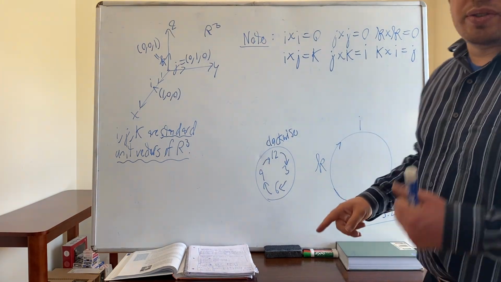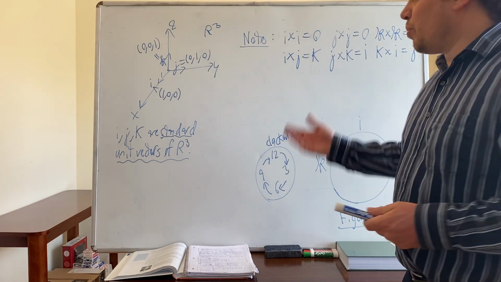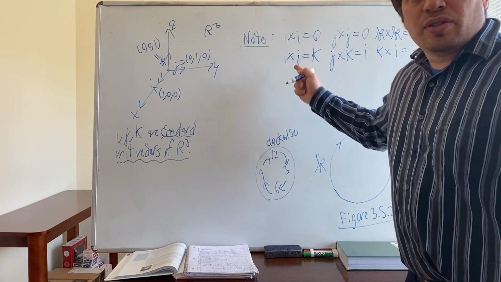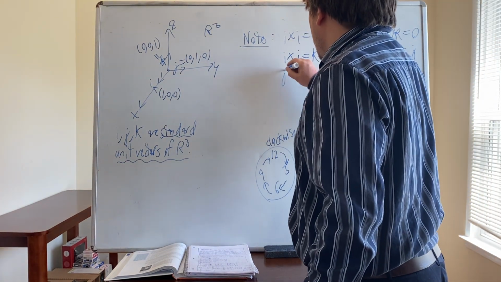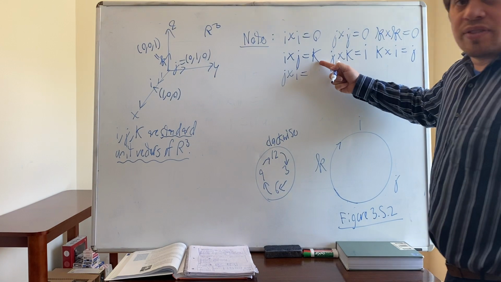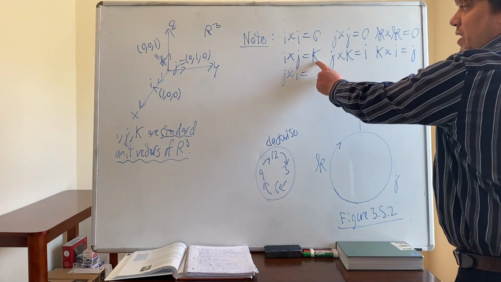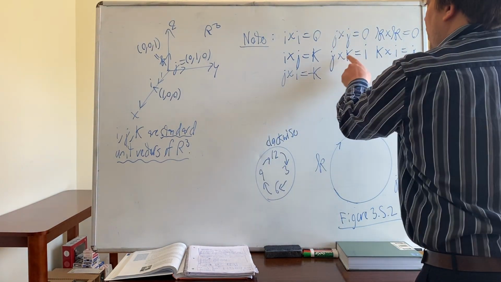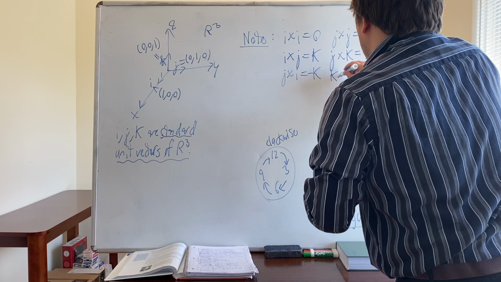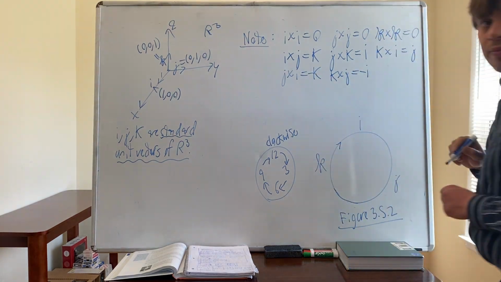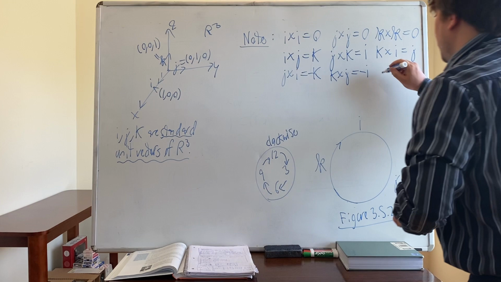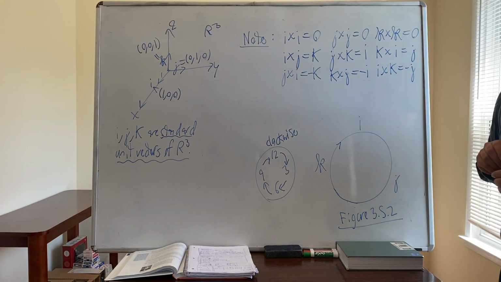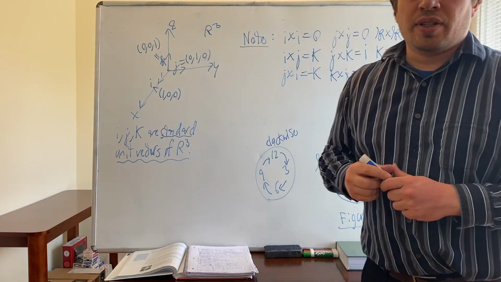The next 3 equations you could remember in one of 2 ways. So one way, if you remember anti-commutativity, you know that if you switch the order of these 2 vectors, instead of I cross J, you take J cross I, you get the negative of what you had before. So if I cross J is K, J cross I is negative K. If J cross K is I, K cross J is negative I. If K cross I is J, I cross K is negative J. Okay? So that's one way to remember these next 3 equations.